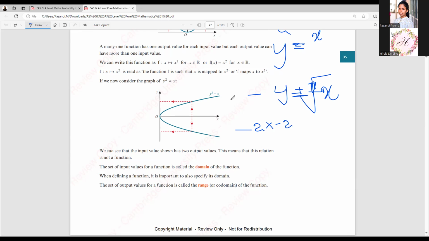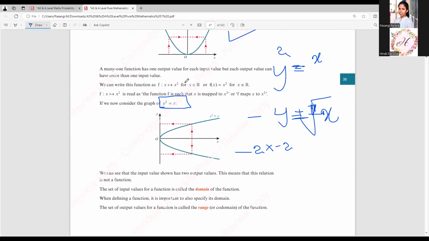So for these kinds of ones, again, for this single input value, we have multiple y values, which is not unique. So these types of equations, quadratic equations, come under these ones. So actually, this is not a function. Okay, that's what we have here.